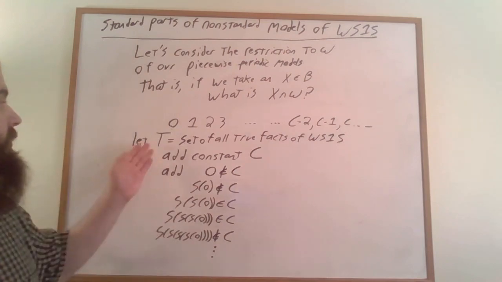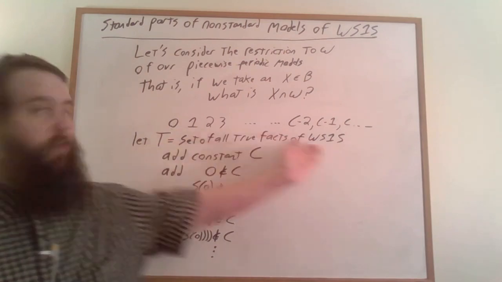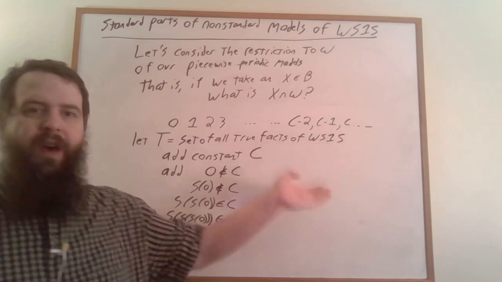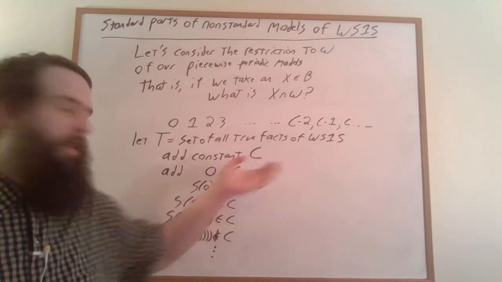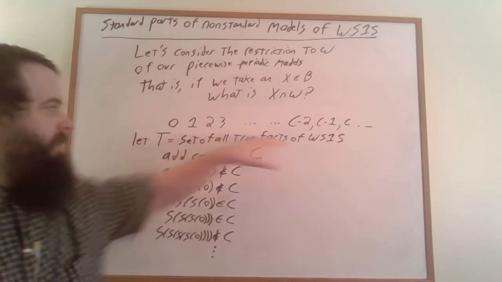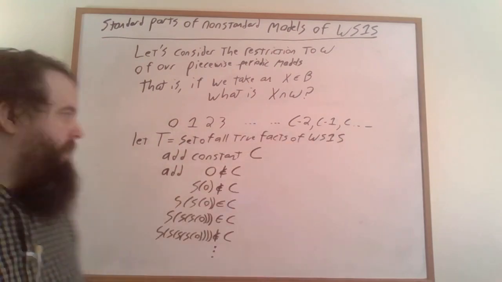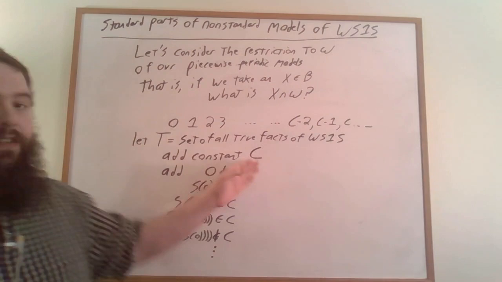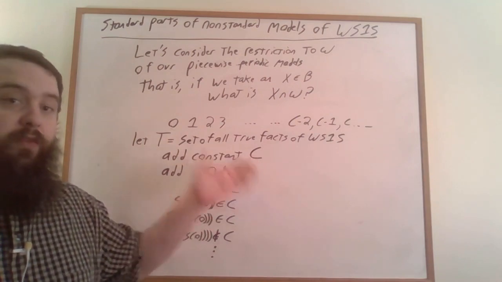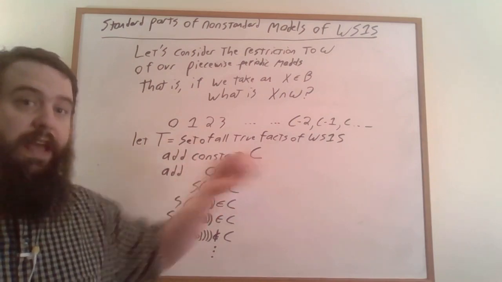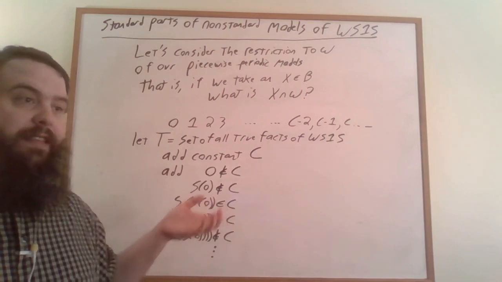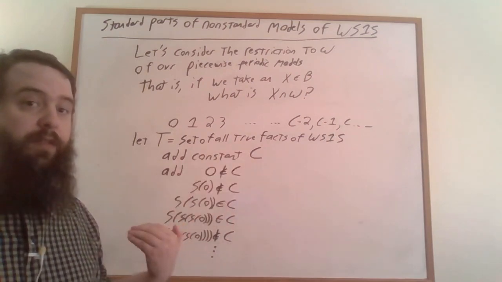So we're going to first let T be the set of all true facts of weak S1S. We could, now that we have an axiomatization, just restrict this set to be the axiomatization, but we don't have to. We'll then add a constant symbol C to our language, which we intend to eventually get manifested as this set that projects down to the primes.